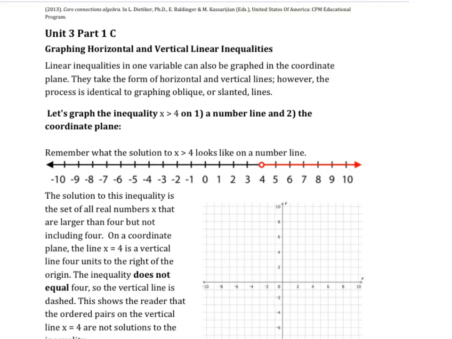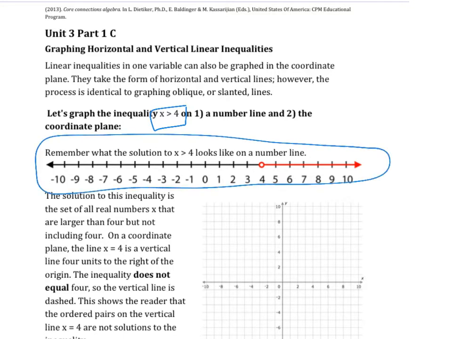So we are going to graph x is greater than 4. We're going to do it on a number line, and then we're going to do it on a coordinate plane. If you check out the number line here, this is what it's going to look like. Remember that the symbol is x is greater than, so it's an open point, which you can see right here. And then we have our arrow going to the right because x is greater than 4.